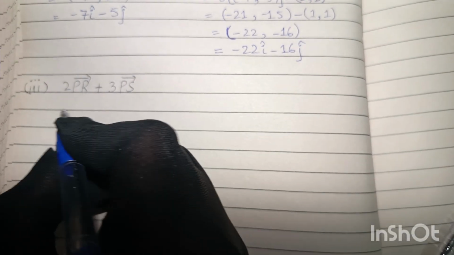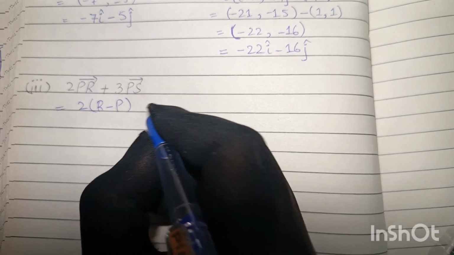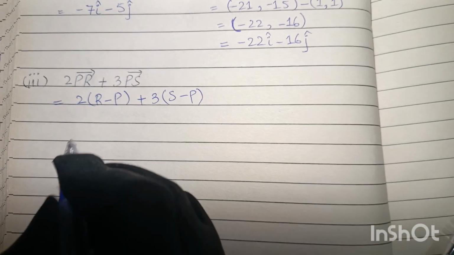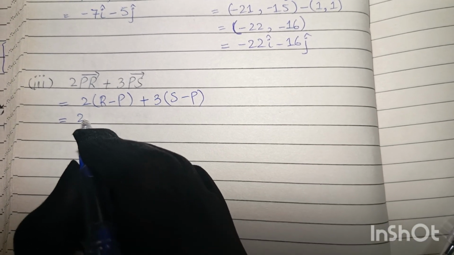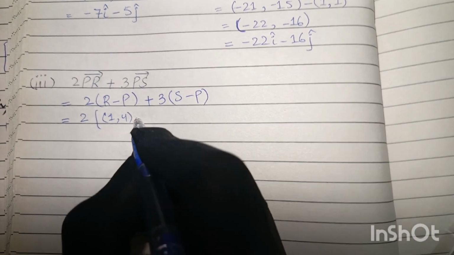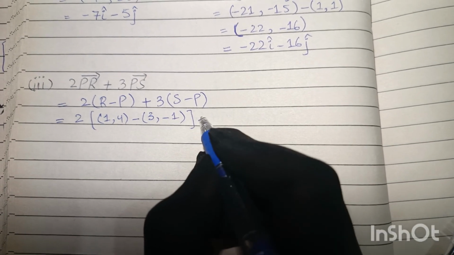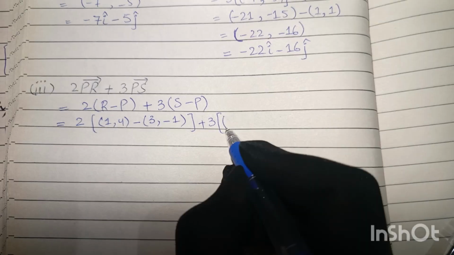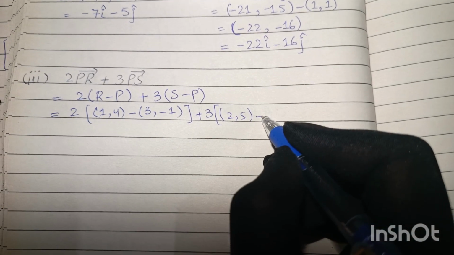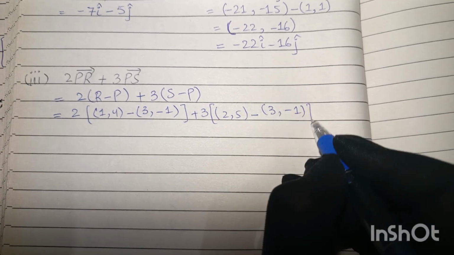In the third part we have to subtract: R minus P and S minus P. Then we will put the values here. R is (1, 4), P is (3, -1), plus 3, S is (2, 5) and P is (3, -1).